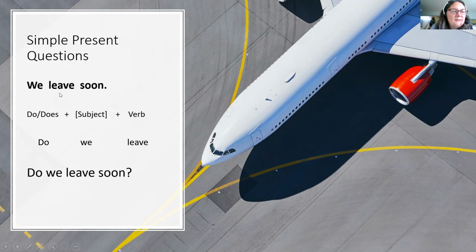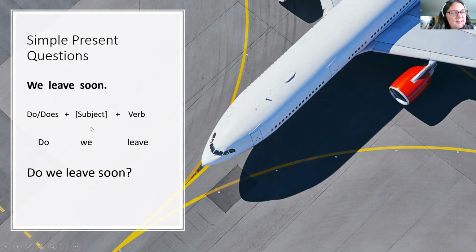We leave soon. There's our statement of fact, right? That's a general truth. We leave soon. But we want to turn that into a question. How do we do that? Well, remember that we need do or does, and then the subject, and then our verb. How do we determine if we need do or does? We need to find our subject first. So let's start in the middle, believe it or not.